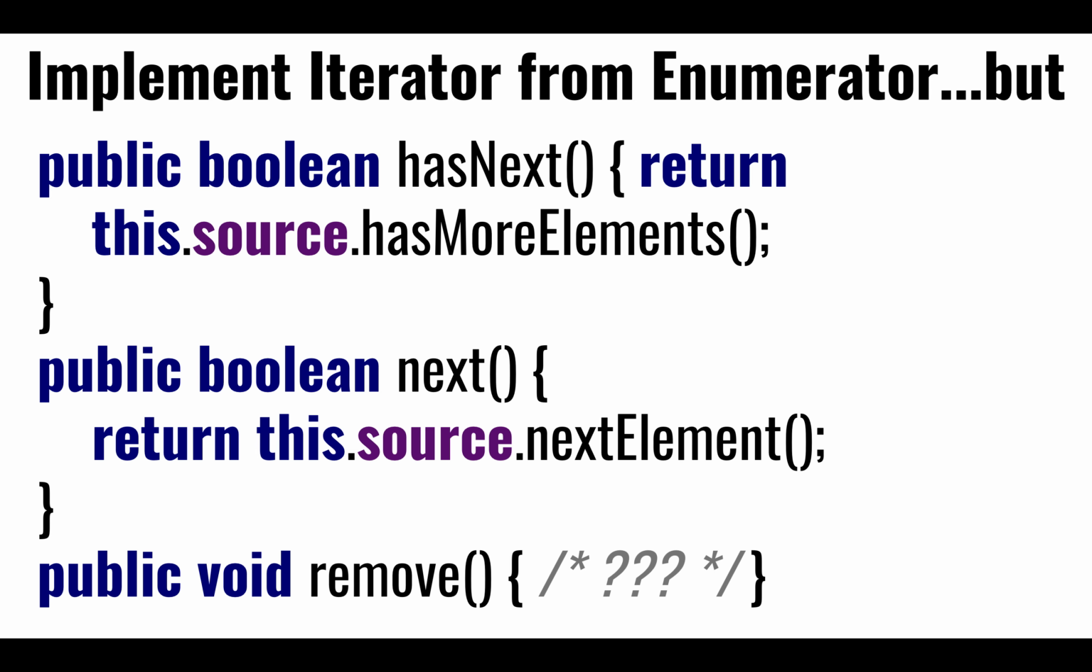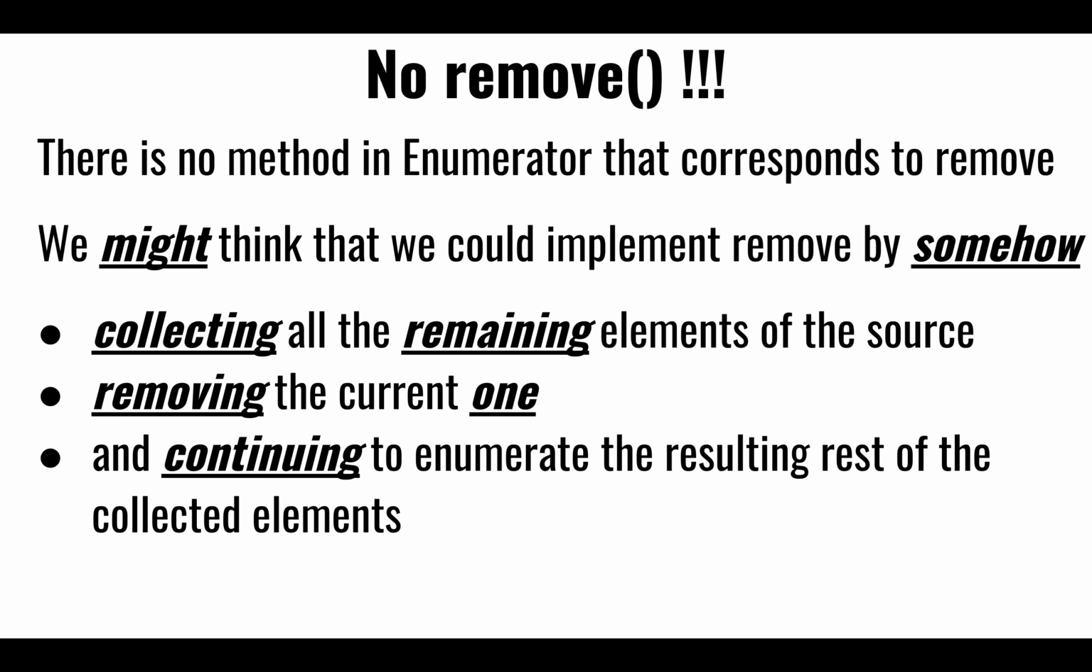And so I start scratching my head. Well, what do I do with this remove? What could I possibly write in there? What I might be tempted to do is say, well, I know the one that you're removing. I could just skip over that element and keep enumerating all the way to the end, do a collection of this whole thing, and return an iterator with that one element removed. Yeah, that seems like a sensible thing to do. I'll just collect everything that's left over with that one element missing.